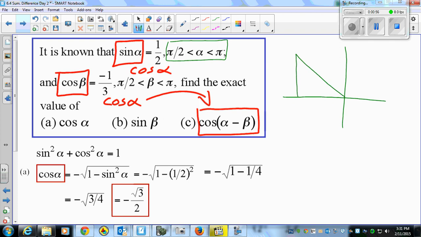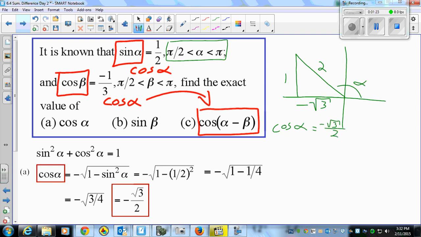Okay. My sine is opposite over hypotenuse. Solving this out, knowing that it's a second quadrant angle, x has to be negative, so this is going to be negative square root of 3. So as I find my cosine, this is my alpha angle. My cosine of alpha is equal to negative square root of 3 over 2.